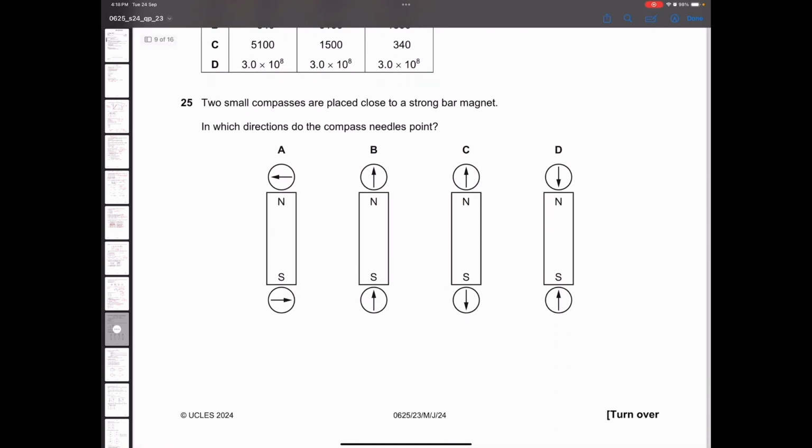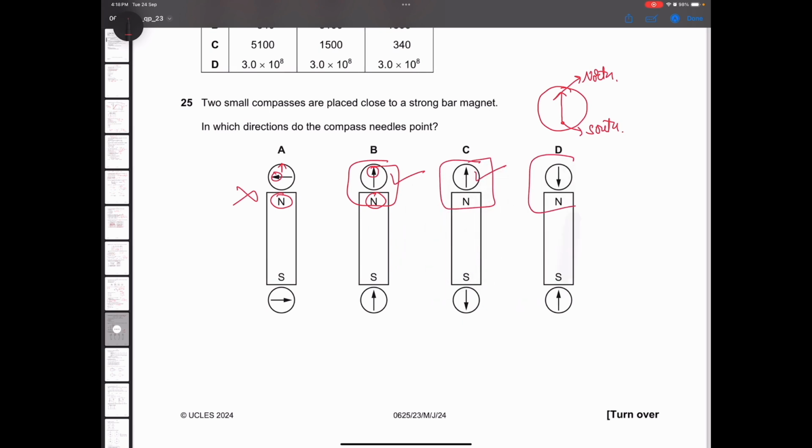Question number 25. Two small compasses are placed close to a bar magnet. We know that the tip of a compass points towards the North Pole and the bottom tail part points towards the South Pole. Now see, if this is the North Pole, the tip should be pointing away because like poles repel each other. So this is incorrect. This is the North Pole and the tip is pointing away. This option is correct. This option also looks correct. Option D itself is incorrect.